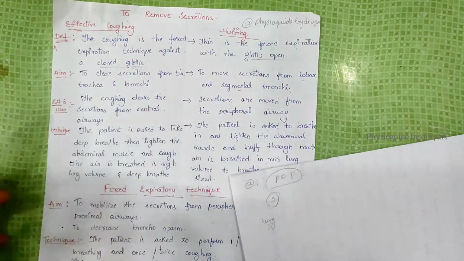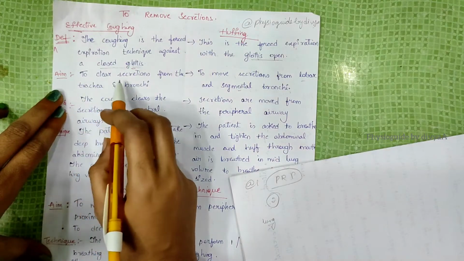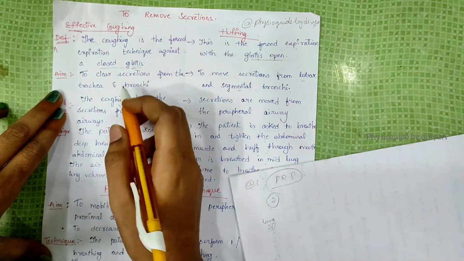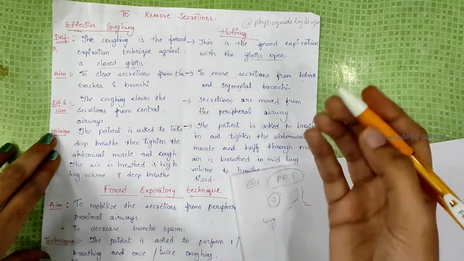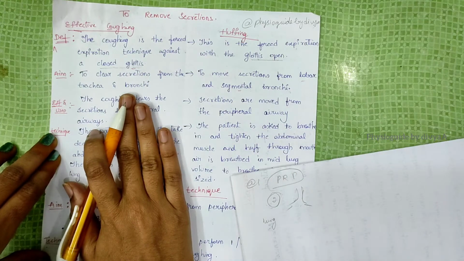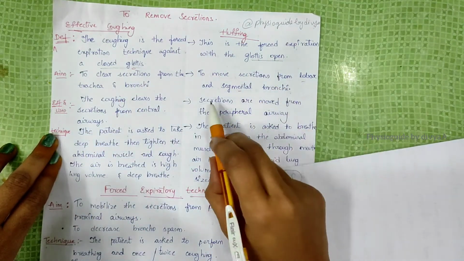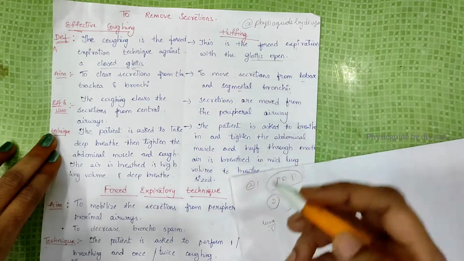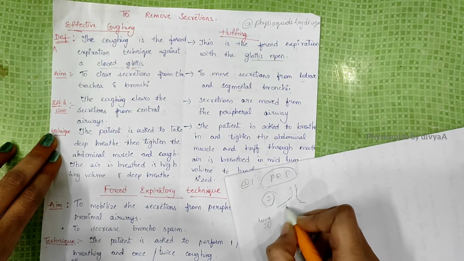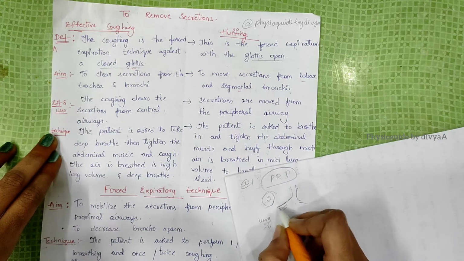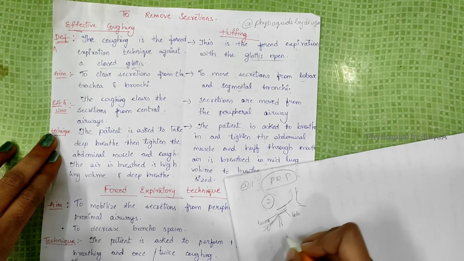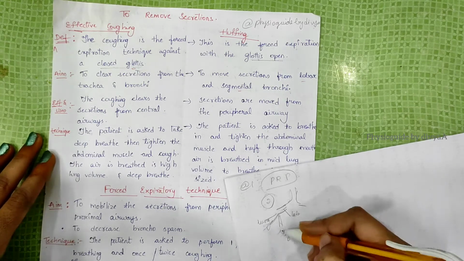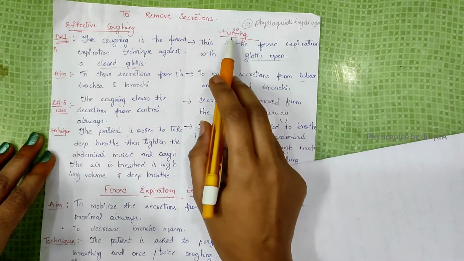Okay. Now, what is the aim of the physiotherapist? To clear secretions from the trachea and bronchi. This is the trachea, and this is all bronchi. In huffing, the aim is to remove secretions from the lobar and segmental bronchi. These are all bronchi, no? From the bronchi it will divide like this. This is lobar, and this divided part is segmental. So from the segmental and lobar bronchi, huffing removes the secretions.